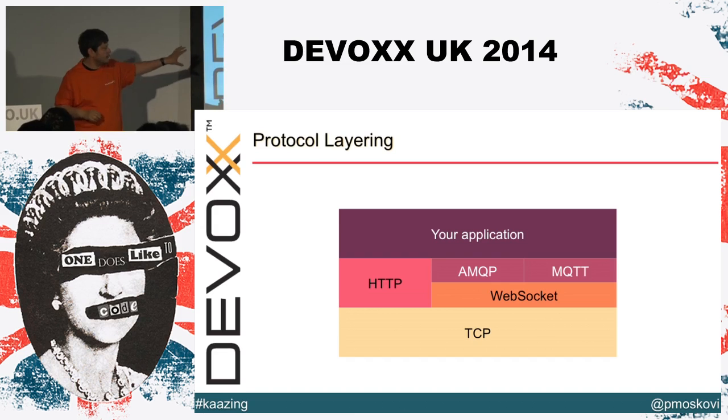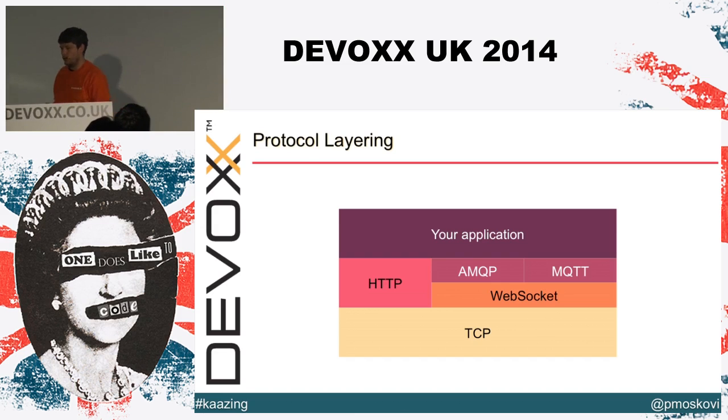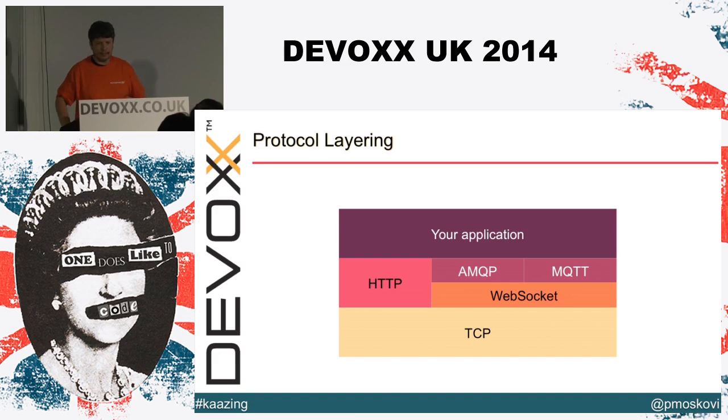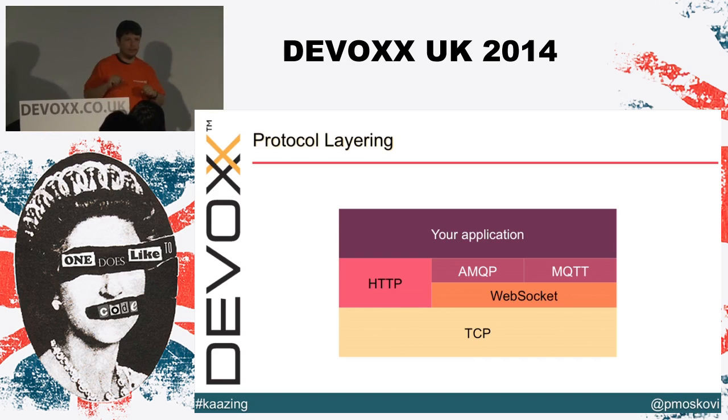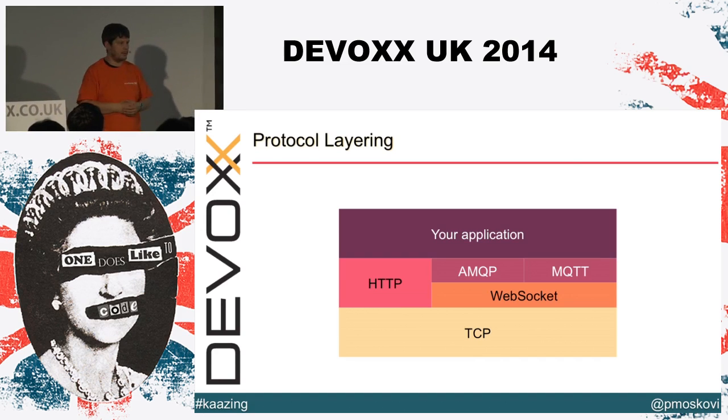When you think of the TCP world, let's say you are building a thick chat application, or you're building an email application, you would barely ever go down to the TCP level. You would use some higher level protocols. You would use Jabber or XMPP for chat. You would use IMAP or SMTP or POP3 for email, right?